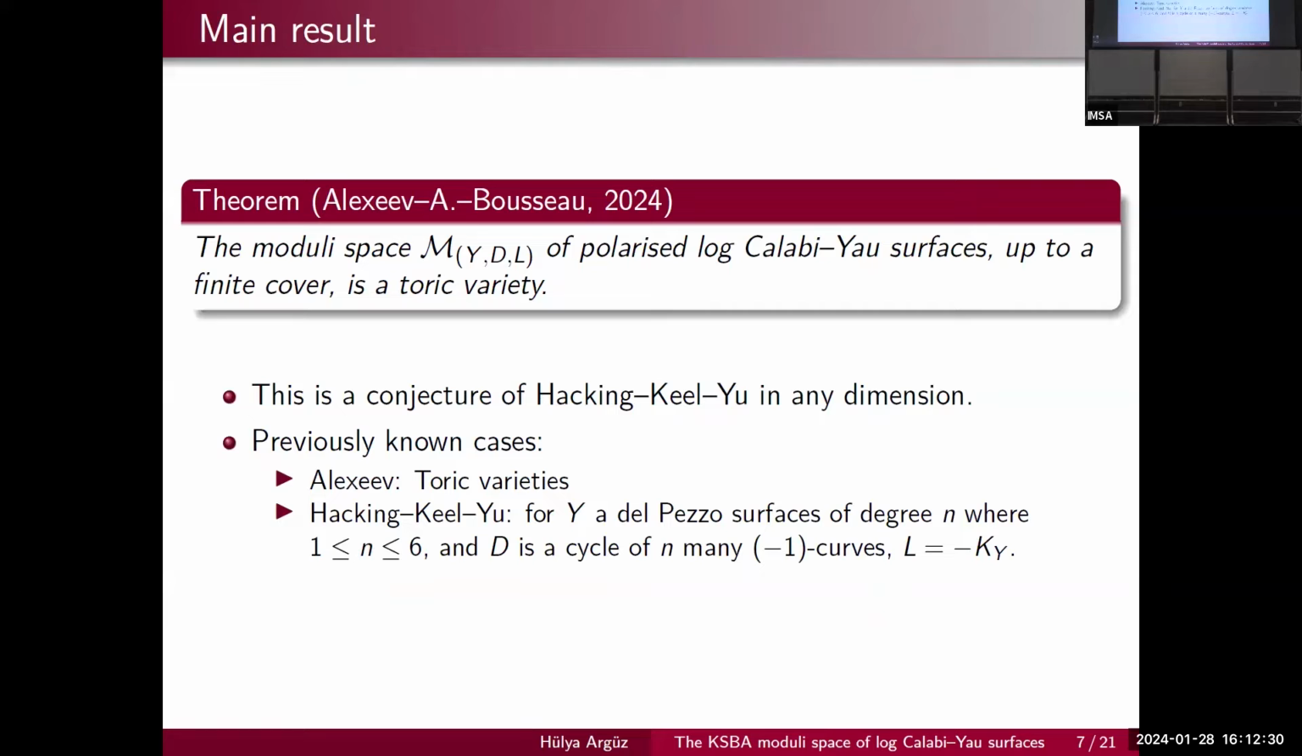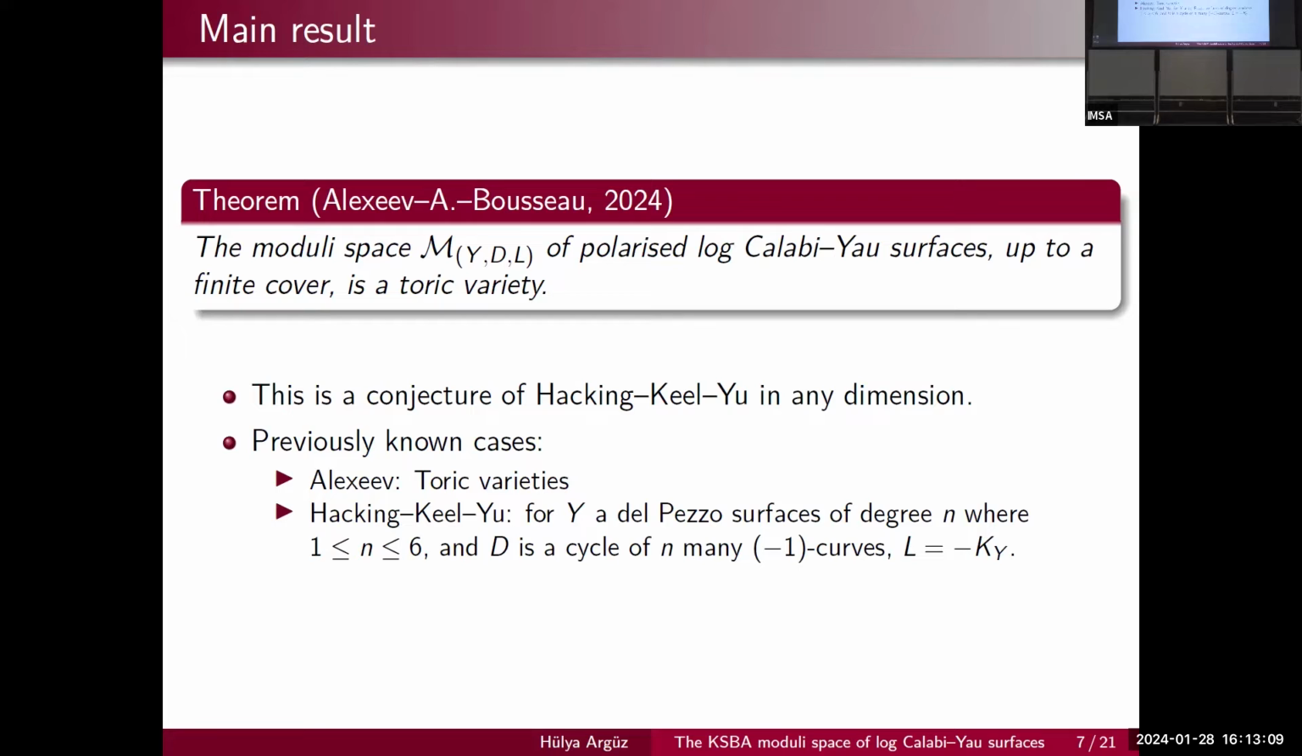And our main result, whose proof I will go through, shows that this moduli space, up to a finite cover, is a toric variety. This was a conjecture of Hülya and Yu, dating back to a couple of years ago. In the purely toric situation, it was the result of Valerie that I mentioned. And so far, the only known cases for which this conjecture was proved was due to Hülya, which consists of exactly 6 cases.